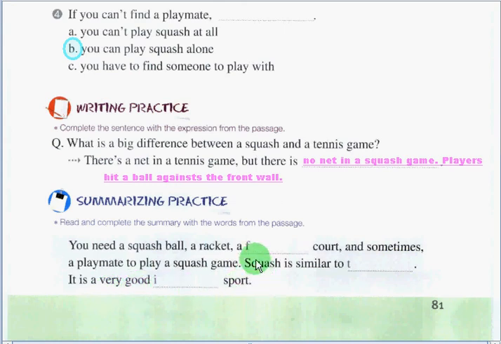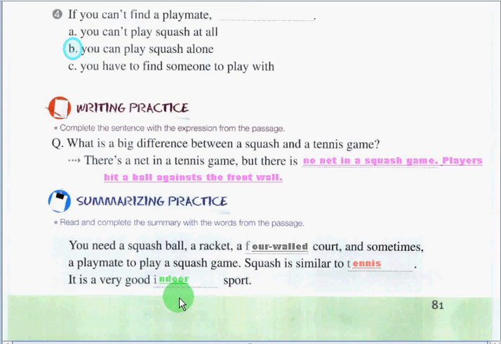So now, let's find out the missing words in this summary. Let's start on the first one. What is the missing word here? The answer is four-walled. How about the second missing word? The answer is tennis. And the last missing word is indoor.